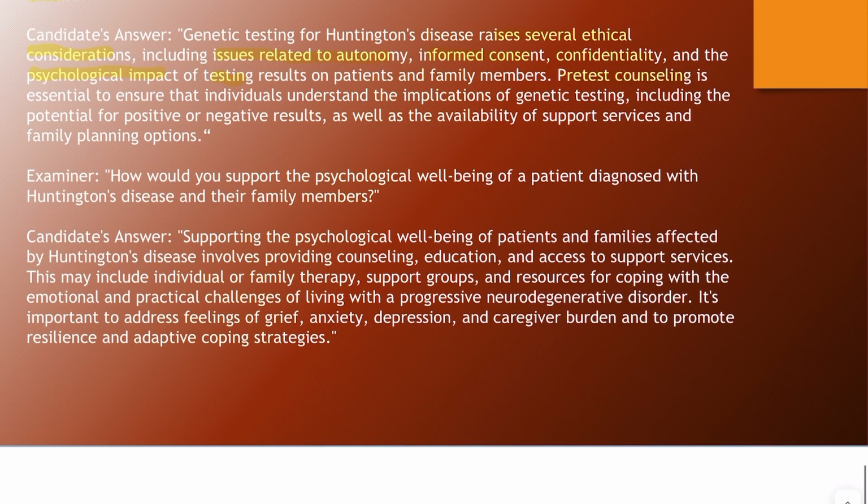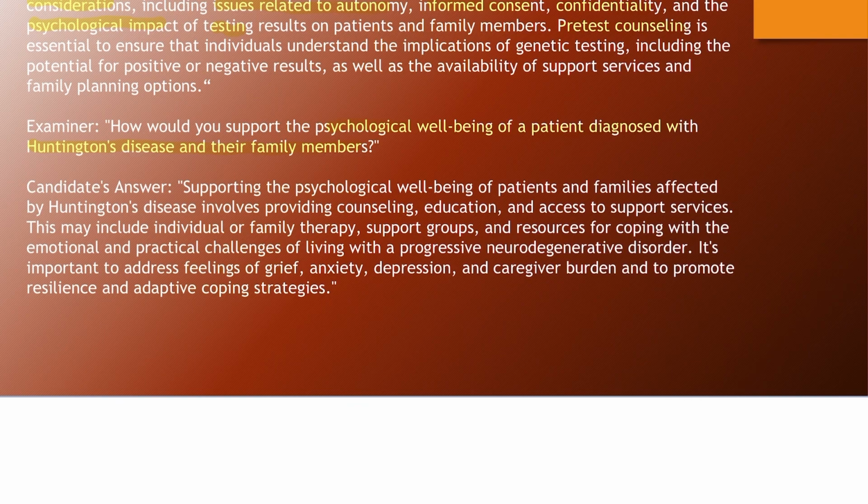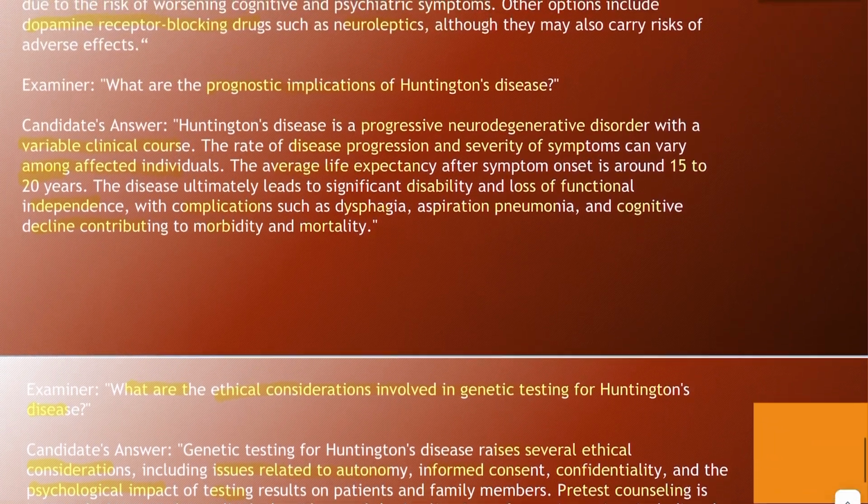Finally, how do you support the psychological well-being of a patient diagnosed with Huntington disease and their family members? Supporting the psychological well-being of patient and family involves mainly counseling, education, and access to support services. This may include individual or family therapy, support groups, and resources for coping with the emotional and practical challenges of living with this progressive neurodegenerative disorder. It is important to address feelings of grief, anxiety, depression, and caregiver burden, and to promote resilience and adopt coping strategies. So, my dear doctors, this is all about Huntington disease.